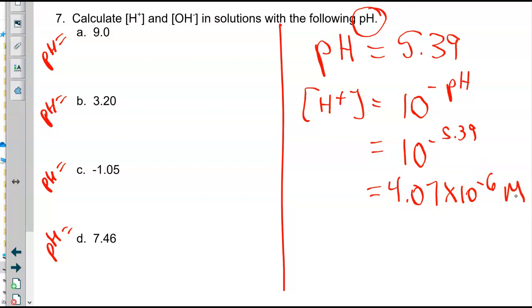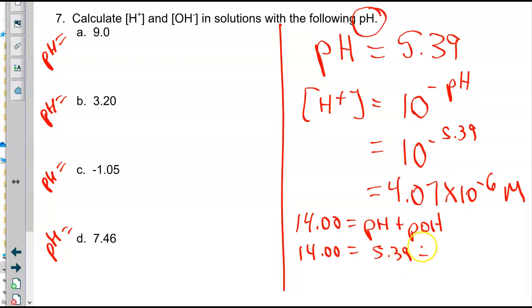And now I need OH minus concentration. So to do that, we have to do one of 2 things to get the other value. We don't want to start with pH equals, I apologize. We want to start with 14.00 equals pH plus pOH. We knew the pH in my example, so 14.00 minus 5.39 equals pOH. So this is one method. There's going to be 2 ways you can do this, and you don't have to do both. You just have to do one or the other.